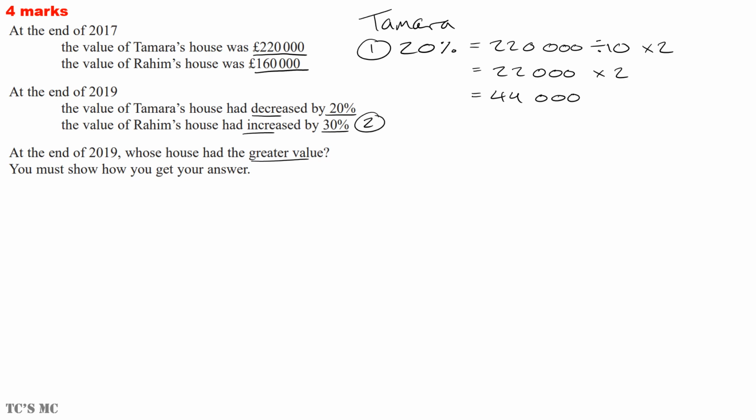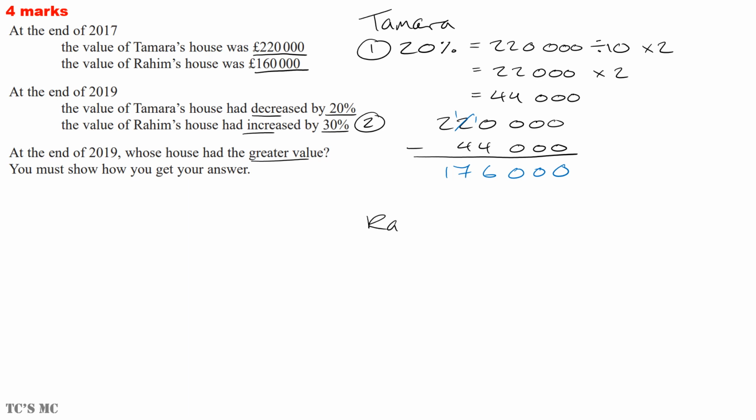Step 2, it says that Tamara's house had decreased, so we need to do 220,000 subtract 44,000. I am using the column method because I do not have a calculator. We end up with 176,000. We now have a second mark.